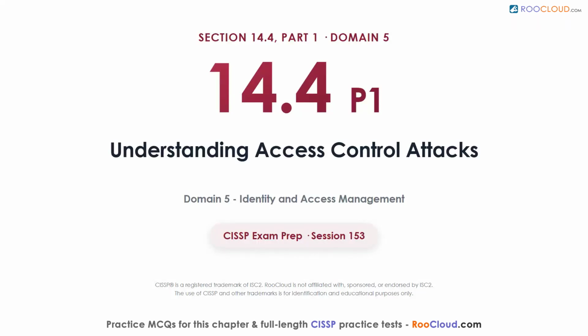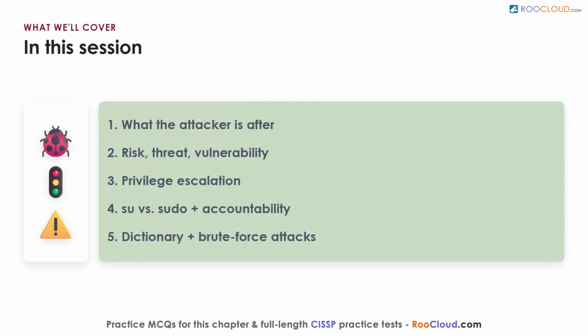Welcome to section 14.4, part 1. This is the 153rd session of the CISSP Exam Prep series. This part begins our study of how attackers defeat access controls, starting with elevation and password cracking. In this session, we'll get inside the attacker's playbook.